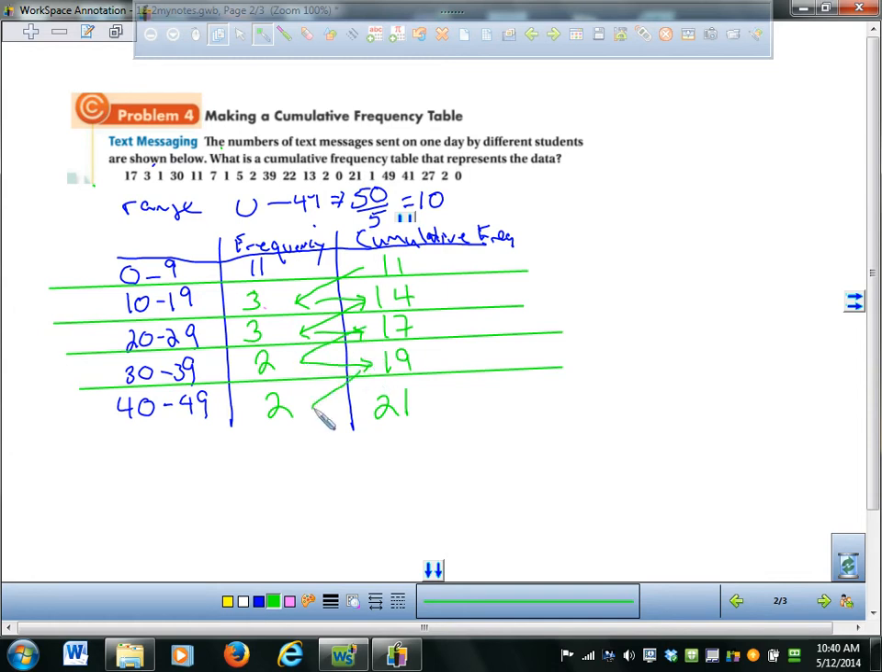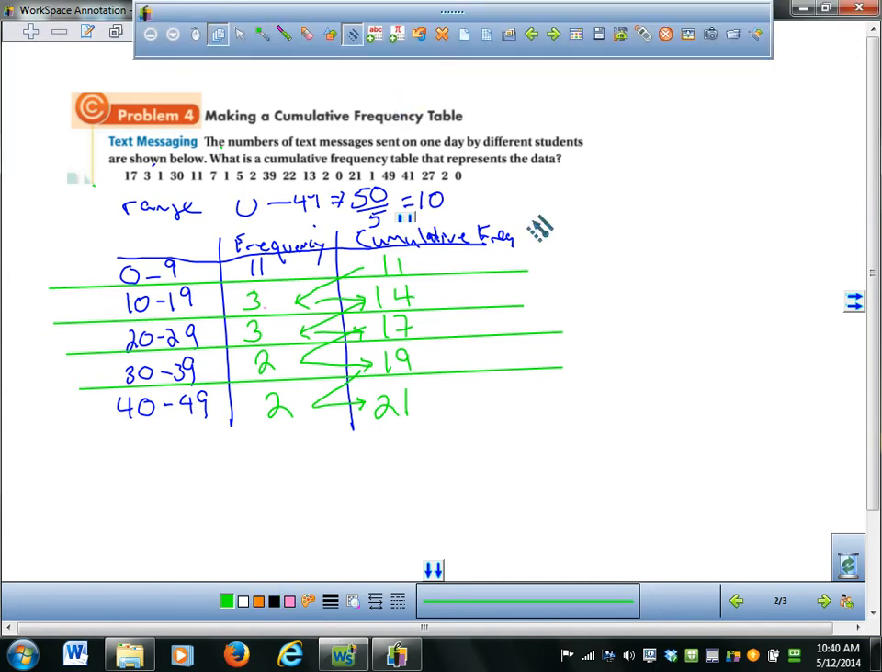Because what that allows you to do is look at it and say, how many people did I survey altogether? 21. I could say, how many people made between 0 and 39 text messages? Look at the table. 19. How many made between 0 and 19 text messages? 14, right? So a cumulative frequency table helps you to answer questions like that. That's what's kind of nice about it. Okay? One more quick thing.